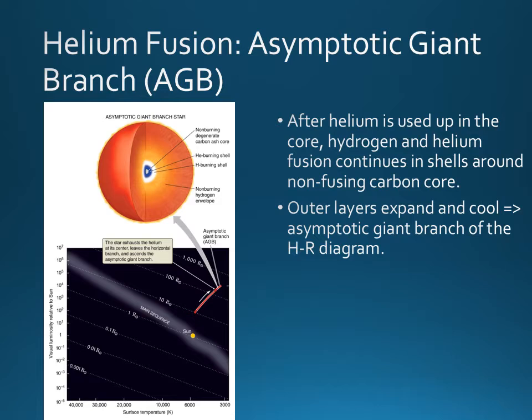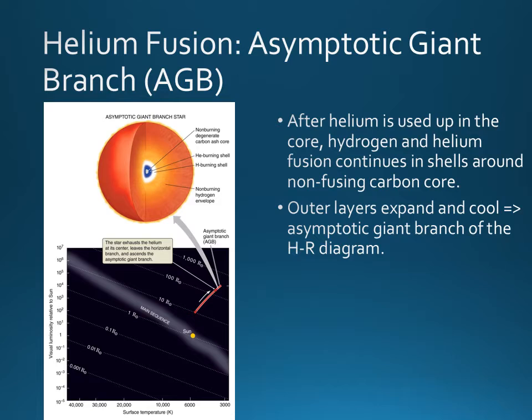When the helium is used up in the core, hydrogen and helium fusion continues in the concentric surrounding shells. For the Sun, it will not get hot enough for the carbon to fuse, and the plasma in the core is non-degenerate. The star increases in luminosity and cools. These stars are called asymptotic giant branch stars, or AGB stars for short.